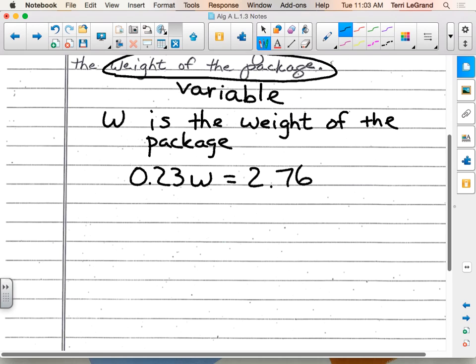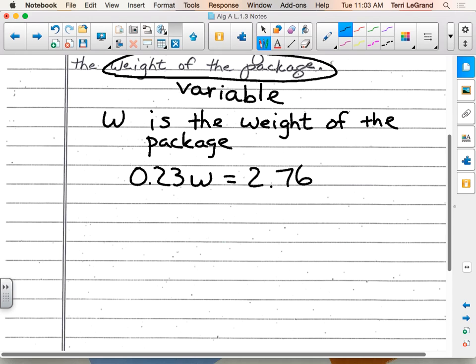So, what's Holly's equation doing? It's taking 23 cents and multiplying times the weight, and whatever we get there should be how much it's going to cost to send it. What do you think? Anybody else got this one? You think this will work? Absolutely it will. Way to go, Holly. This is it. This is our equation.